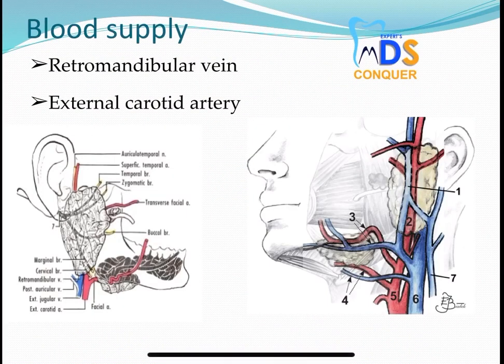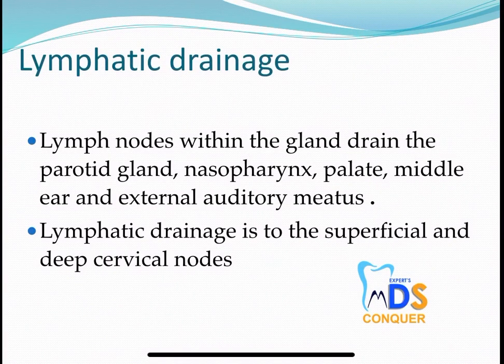You have to give the nerve supply. Especially the nerve supply of the parotid gland is again asked, so you have to write, students. You have to mention all the nerves: the auriculotemporal nerve, the trigeminal nerve, the facial nerve, all these nerves you have to mention, and if possible put a beautiful diagram. Okay, and the blood supply is by the retromandibular vein and the external carotid artery. Okay, so the lymphatic drainage is again to the superficial and the deep cervical nodes.